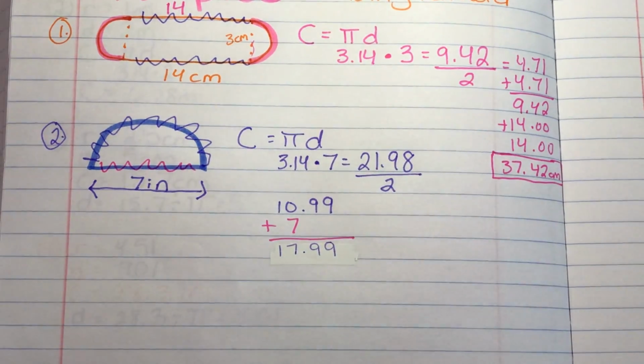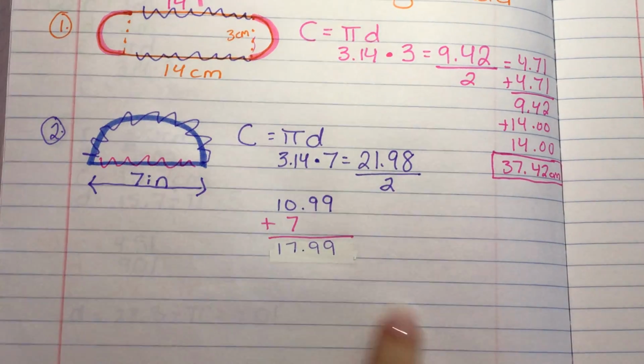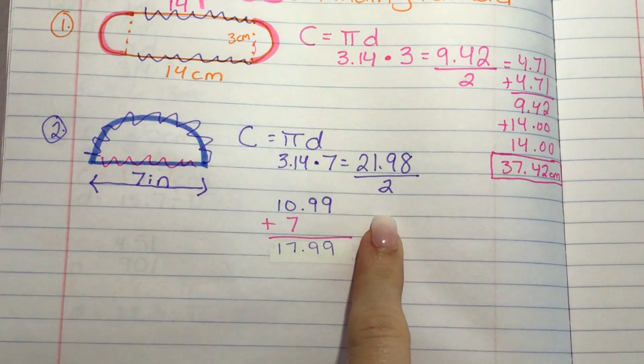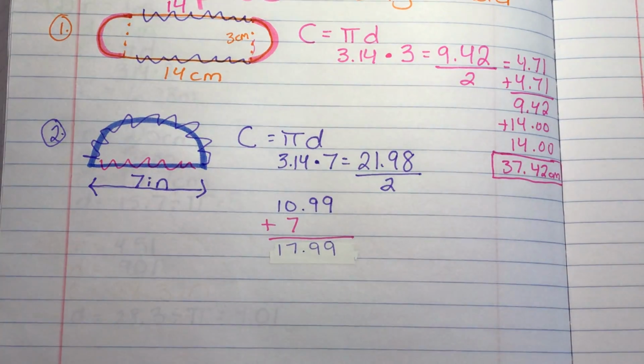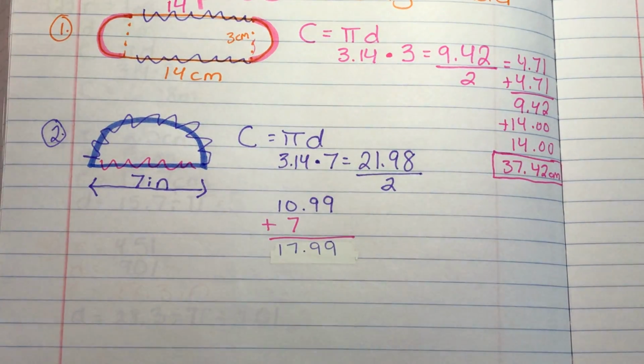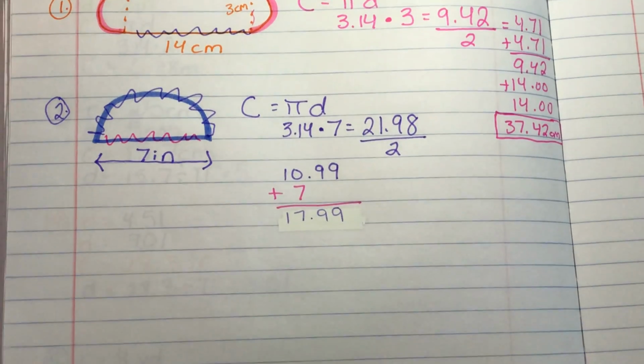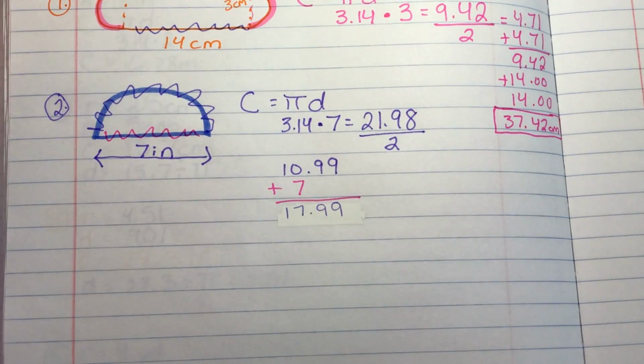So was that one a little bit easier? Okay. And remember, we only halved it because we only have half of one. This makes sense? Good. All right.